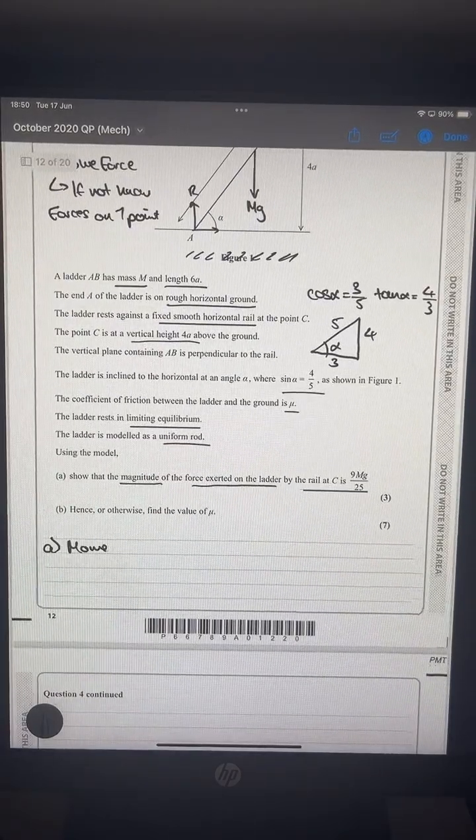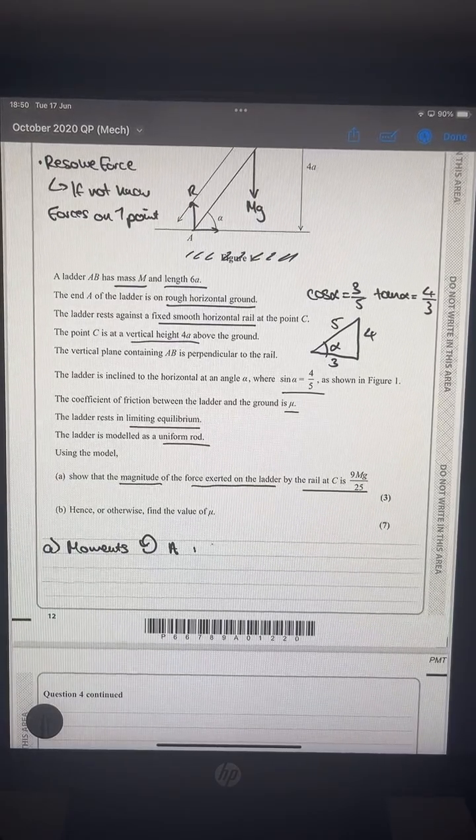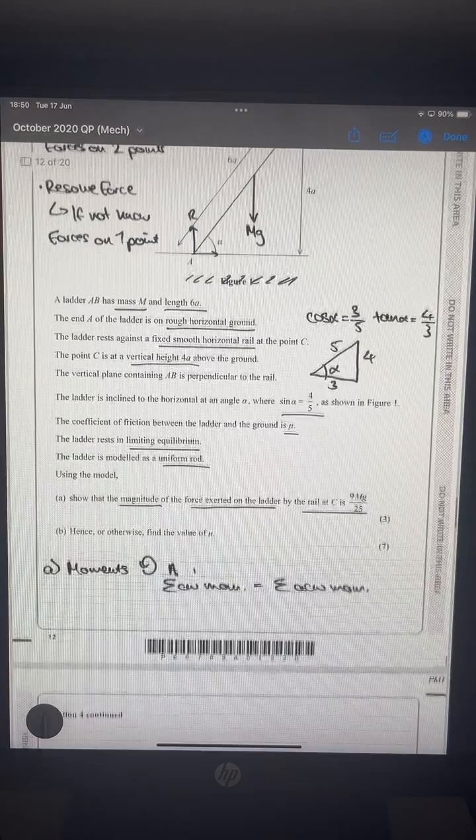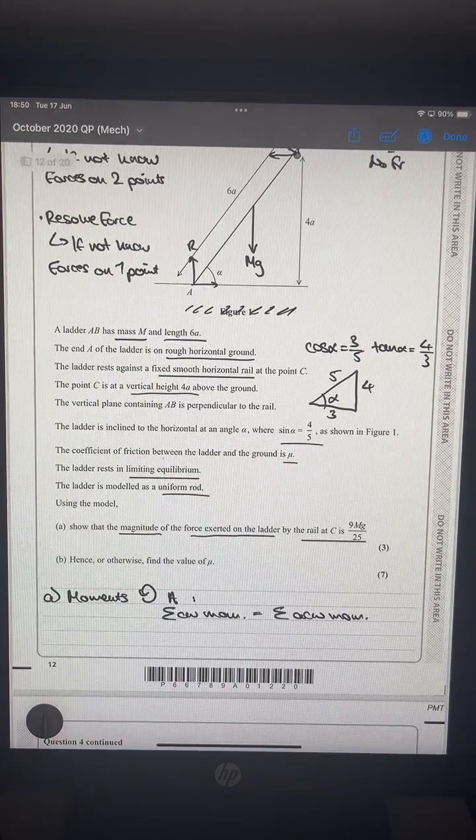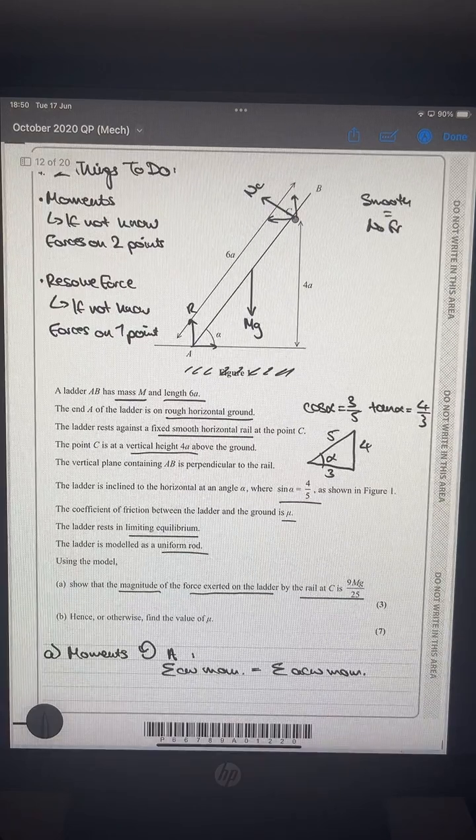So moments about A. Since you don't know the forces at A, the sum of the clockwise moments is equal to the sum of anti-clockwise moments. How do I know I can use this rule? Well, because they told me it's in equilibrium, right? So that's why moments in equilibrium, you use this rule. Moment is equal to the force times the perpendicular distance from the line of action of the force to the point. So what is my force? Let's first find my clockwise forces.